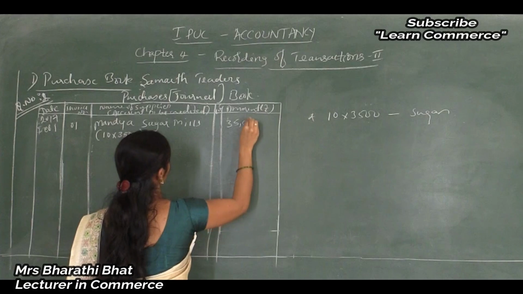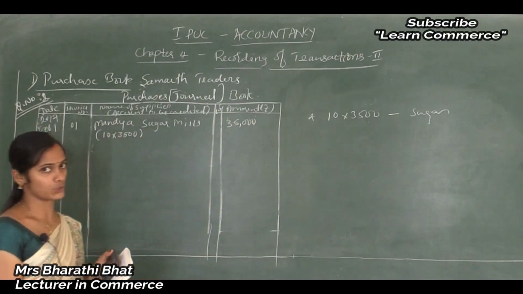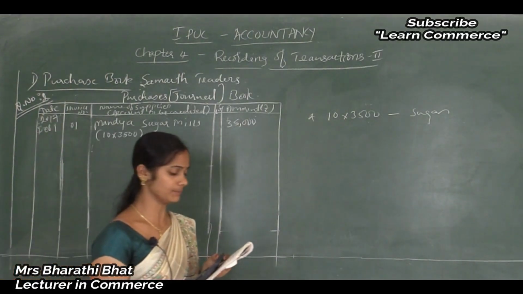35,000. Write 35,000 in the amount column. Clear now? So the next one, see the next transaction.